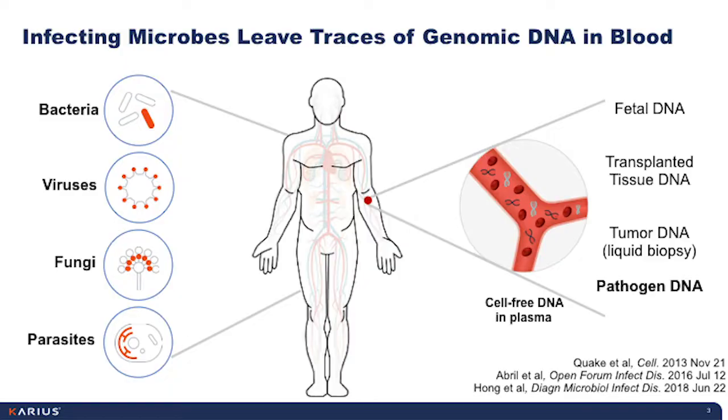So what we do in order to solve this is that we take advantage of the fact that infecting microbes leave traces of genomic DNA in blood. As these organisms are dead and dying, they leave traces of their genomic DNA in plasma, and this is what we take advantage of in order to use our diagnostic.